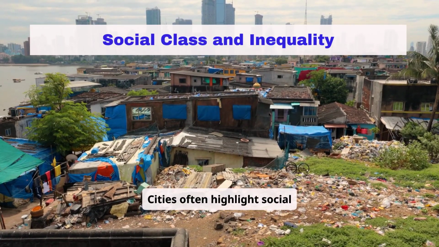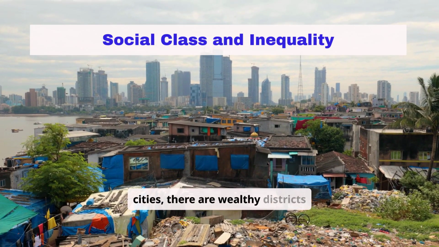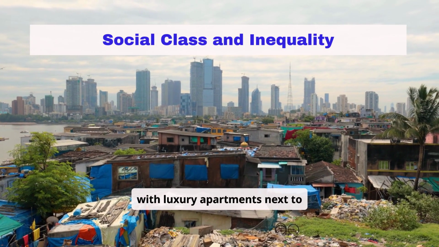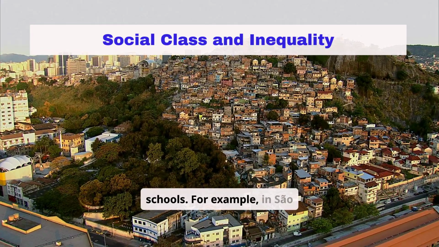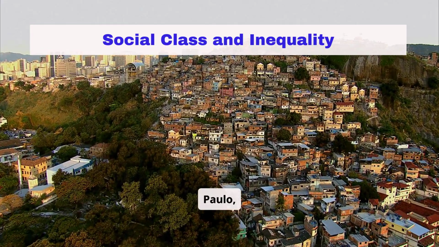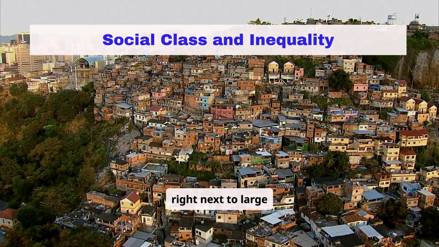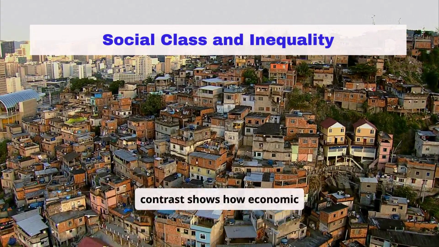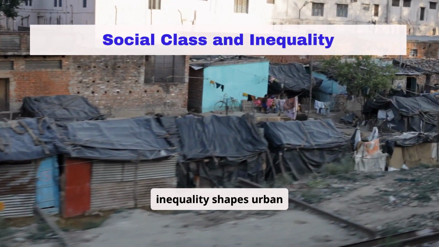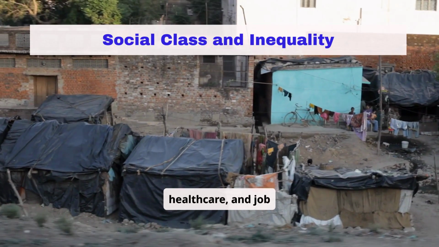Cities often highlight social class differences. In many large cities, there are wealthy districts with luxury apartments next to areas with high poverty and struggling schools. For example, in Sao Paulo, Brazil, gated communities for the rich exist right next to large favelas, where basic services are limited. This contrast shows how economic inequality shapes urban life, affecting access to education, healthcare, and job opportunities.